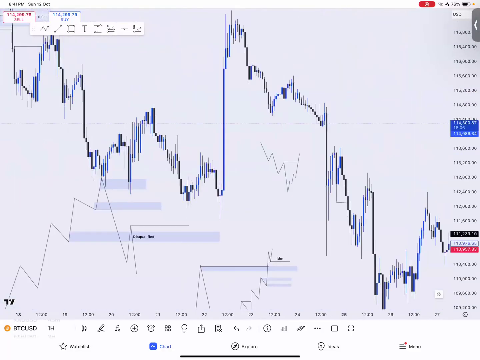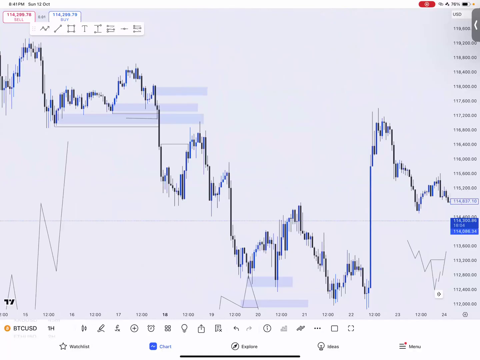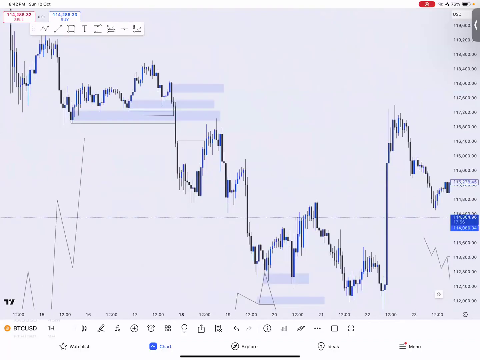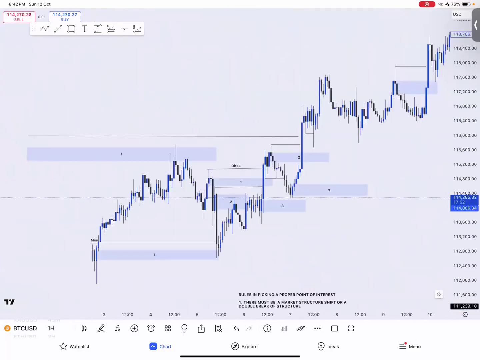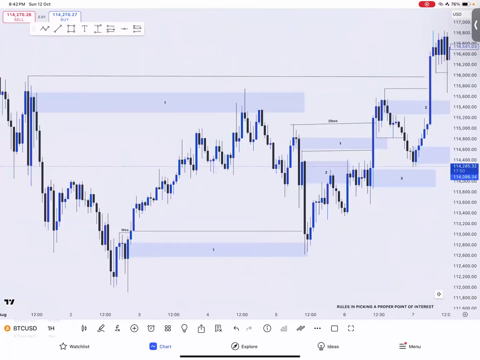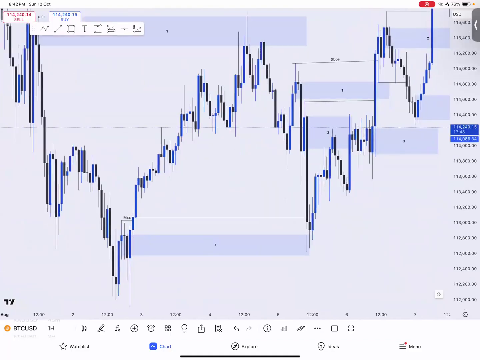So it means that for any point of interest you're looking to pick, ensure that when market was creating your inducement, it did not touch that point of interest at all. That is what makes a point of interest valid. It needs to be unmitigated. So for example, when market was creating our inducements, remember, mitigation is only valid when it happens after a market structure shift or a double break of structure.